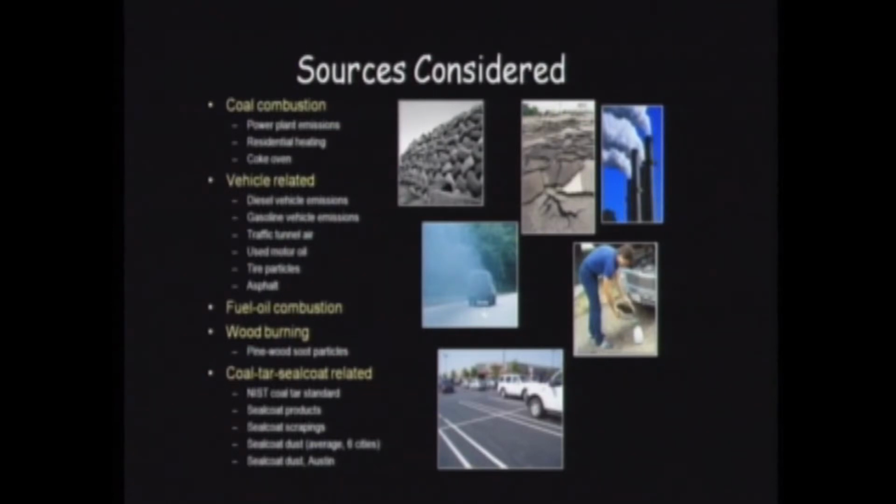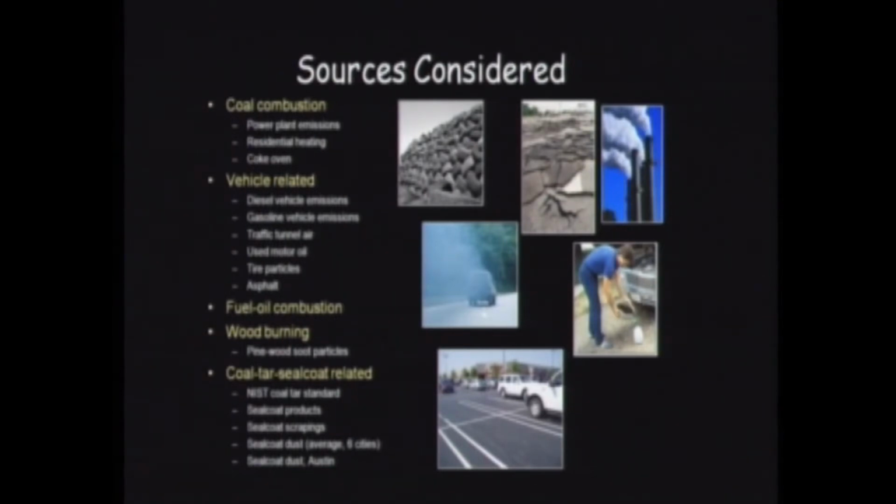Historically, coal combustion has been considered to be a very important source of PAHs in the environment. And so we obtained profiles from the literature for power plant emissions, residential heating, and coke oven emissions. There's also a whole slew of vehicle-related sources. Those are grouped in that category. Third category is fuel oil combustion. Then there's wood burning. And then there's those related to coal tar seal coat.